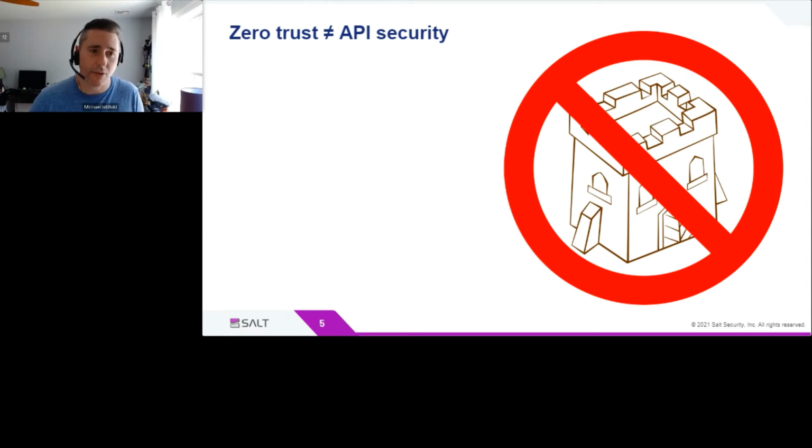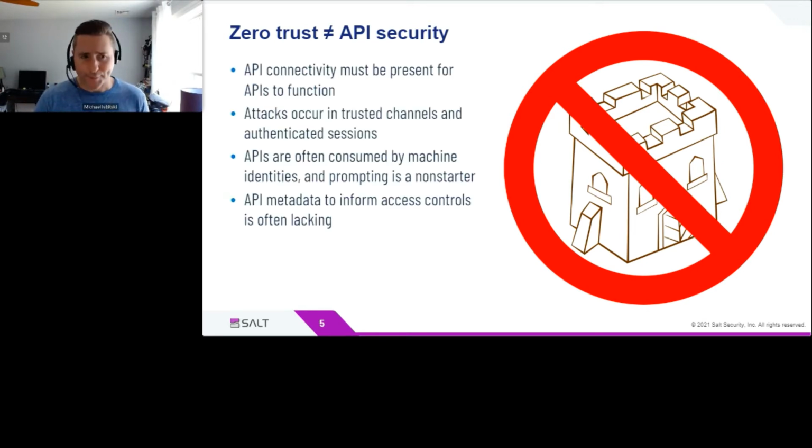So network access controls don't always help you, particularly for those things that need to be internet facing, or if you're building public or open APIs, they just really don't do much of anything. So connectivity, right? That has to be present.